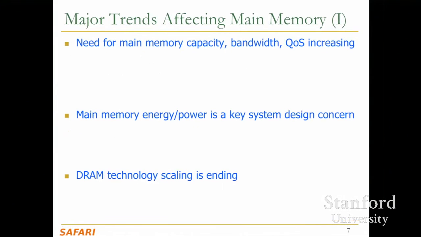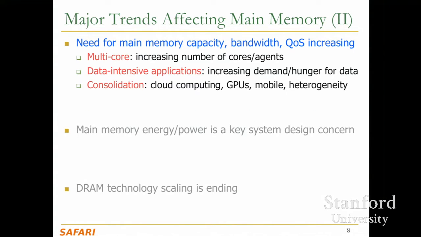And then I'll summarize. This is, in one slide, the major trends that are affecting main memory as I see them. First, we're demanding more memory bandwidth, capacity, and quality of service. And this is really driven by three major things. We're putting increasingly more computational agents on the chip. They're sharing the bandwidth, the capacity, the resources. As a result, you have a predictability problem.